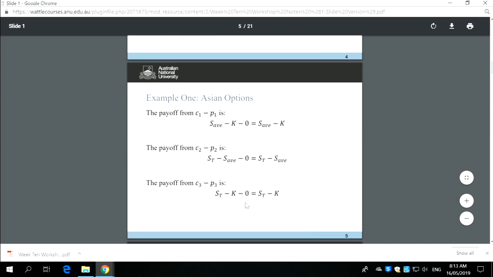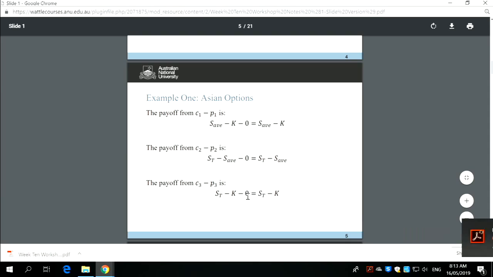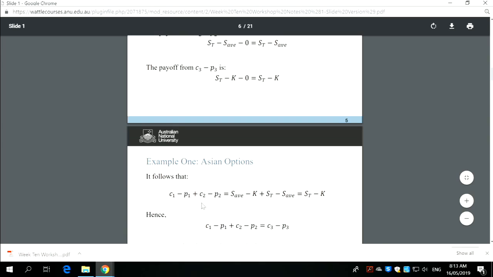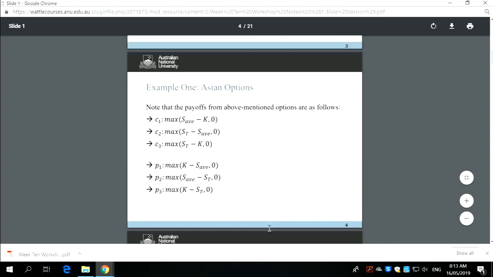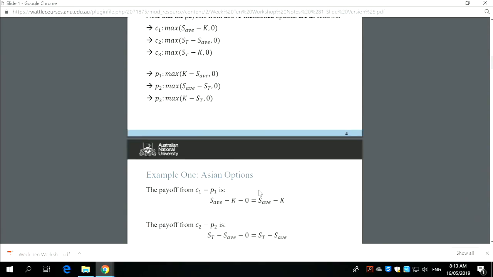And lastly, we know what to do with the regular option, right? So the regular call option minus regular put option, again, if the call option is in the money, the put option provides you with nothing. So you end up with the payoff from the call option. Okay? So this is our end goal. This is what we try to prove here. We'll try to prove this relationship.